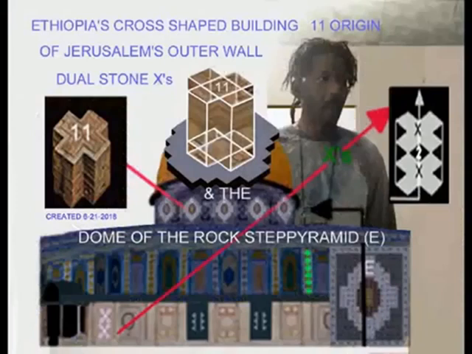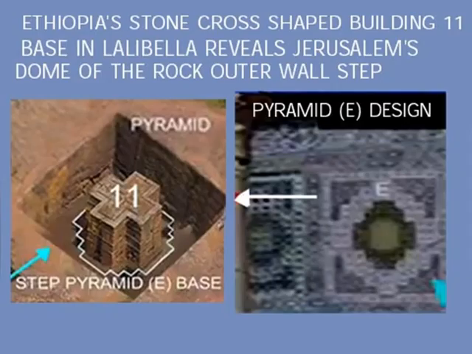Now at the bottom of the step pyramid, we have 5 blocks. So now we connect two step pyramids at their bases. We have the step pyramid. Now this is the final calling card, which 100% proves archaeologically that the African continent stone cross-shaped building structure in Ethiopia has the same step pyramid base that we see in the Dome of the Rock outer wall area in which supports the Golden Dome.